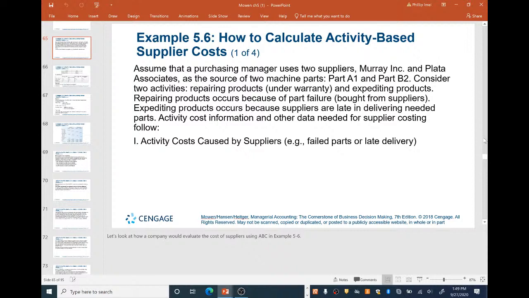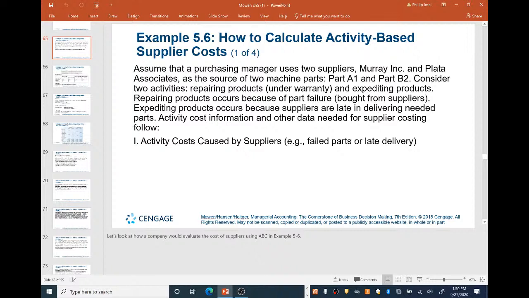Consider two activities: repairing products under warranty and expediting products. Repairing products under warranty is because of defective supplier parts. Expediting products is speeding the manufacturing process up to make up for lost time waiting for raw materials and products to get from your suppliers to you to start the process. Repairing products occurs because of part failure from parts bought from suppliers. Expediting products occurs because suppliers are late in delivering needed parts.